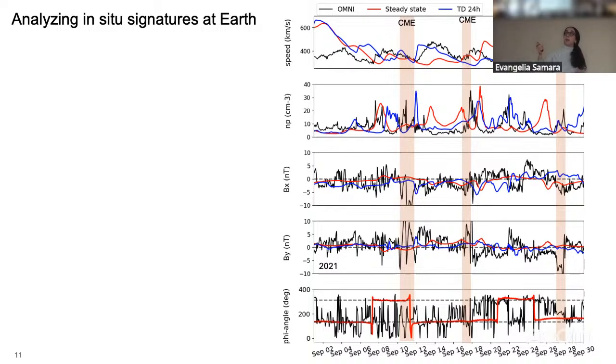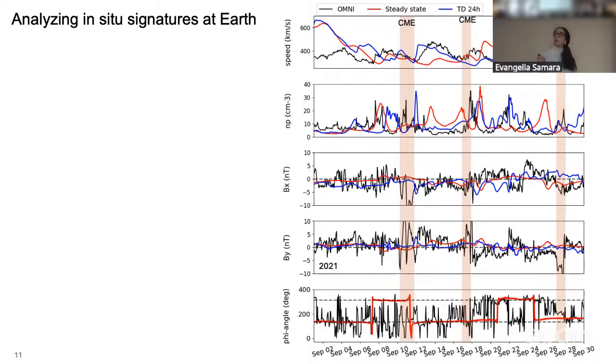If we look more closely at the first panel, the speed panel, you will notice the same as me that the first part of the calendar rotation, because I forgot to say that this is a full calendar rotation, a full month of September 2021, is failing badly, no matter the approach we choose. And I will explain at the end why this happens.